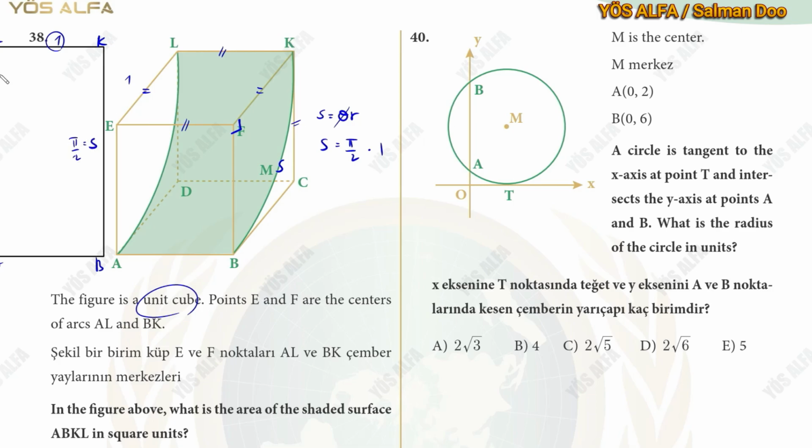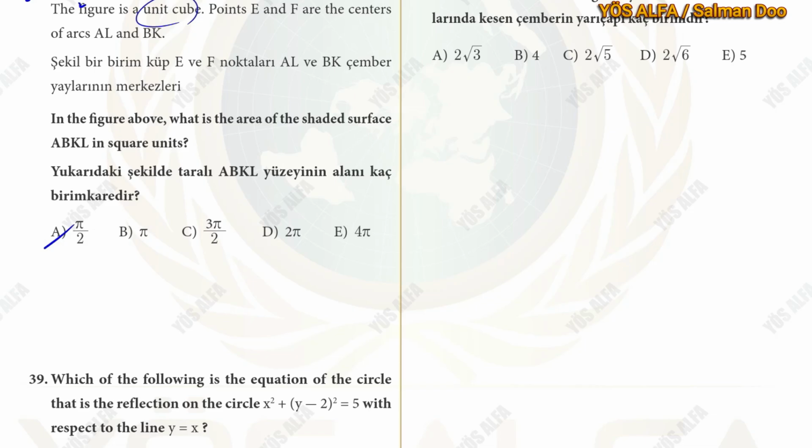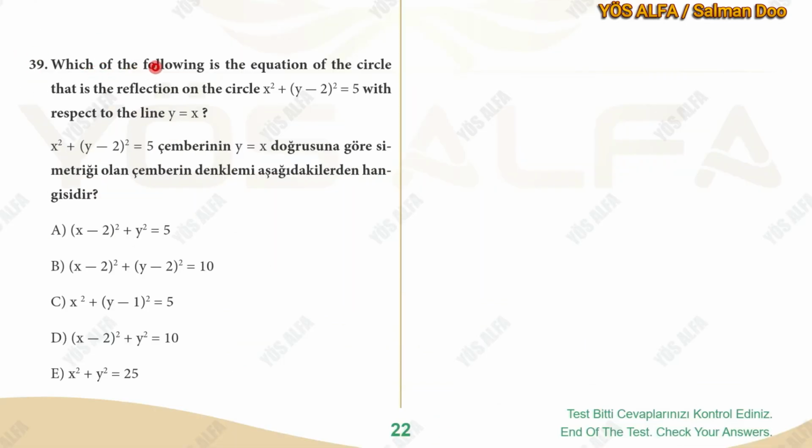So how do we find the area of this rectangular shape? It's just a multiplication of the width and the length. So pi over 2 times 1. So the answer is pi over 2. It's A.